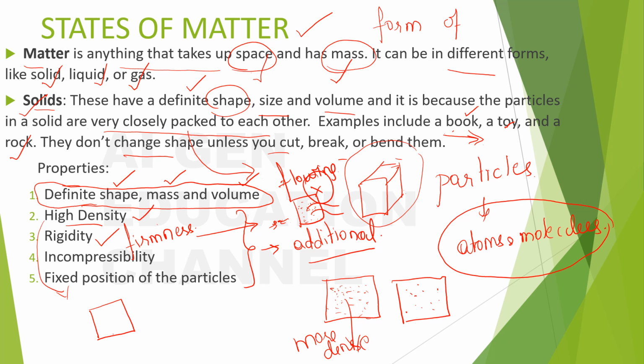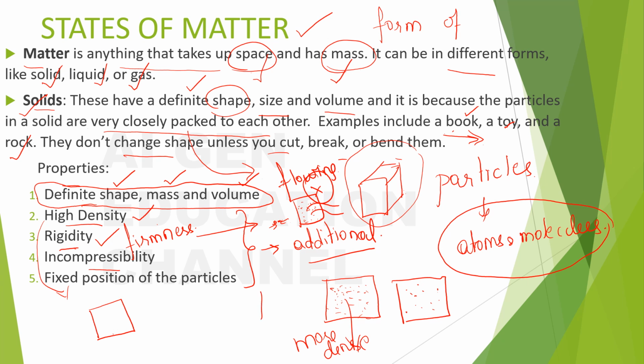So this one, the flowing property, will be associated with rigidity. When there is rigidity there won't be any flowing. And as said, the particles are very closely packed with each other. So it means rigidity. And incompressibility, what is incompressibility?